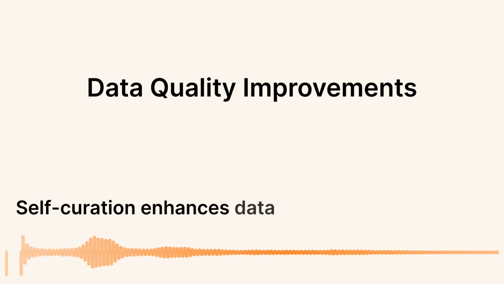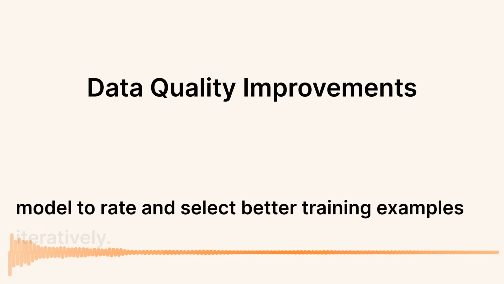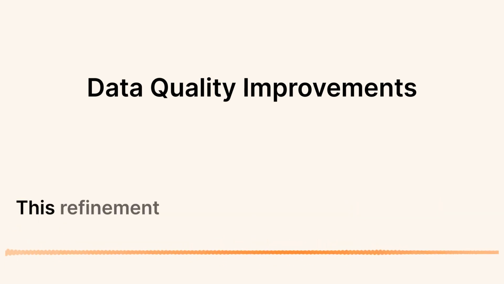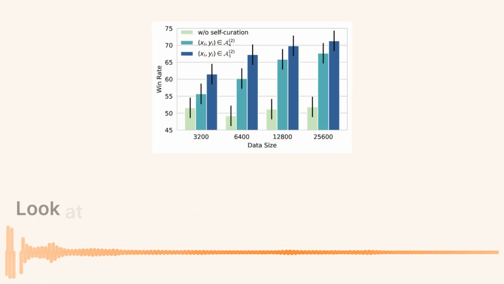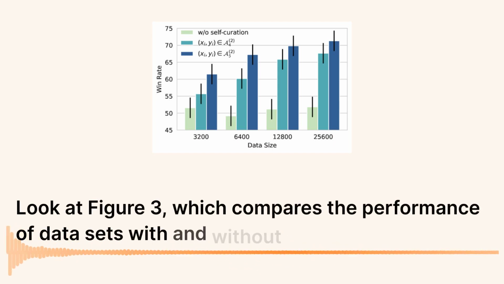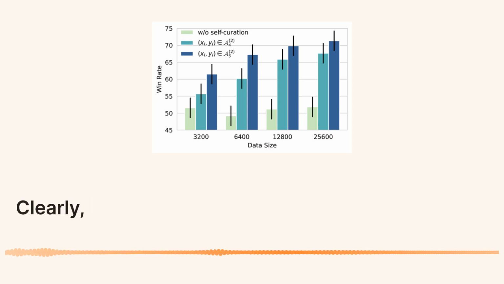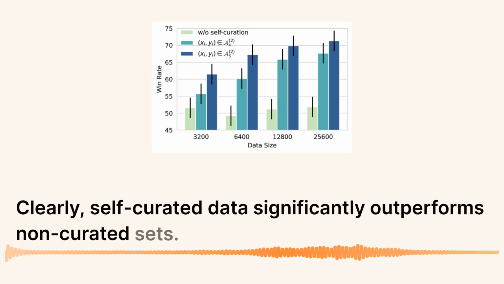Self-curation enhances data quality by using the model to rate and select better training examples iteratively. This refinement drastically improves the model's performance over time. Look at Figure 3, which compares the performance of data sets with and without self-curation. Clearly, self-curated data significantly outperforms non-curated sets.